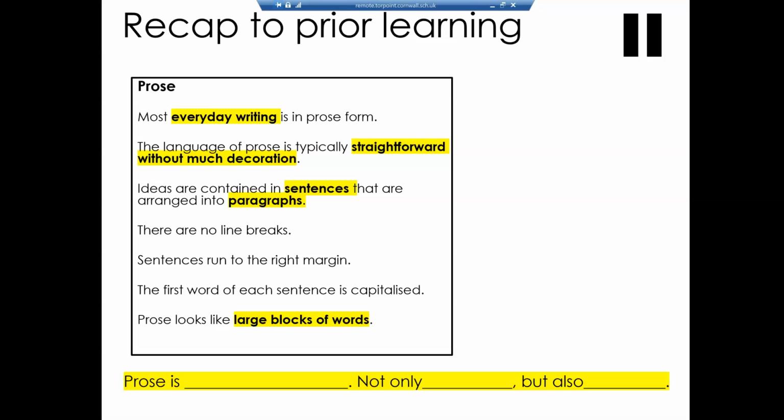Okay, in a moment I'll be asking you to pause the video. What I'd like you to do is read back through that information, particularly using the yellow highlighted text. I'd like you to write yourself 2 sentences. The first one will explain what prose is. The second will give 2 examples of the features of prose. There is a sentence stem at the bottom of the page to help you do this. Pause the video now.